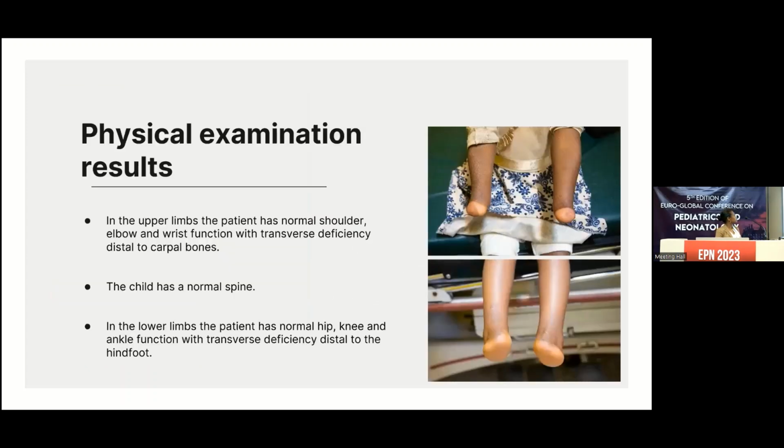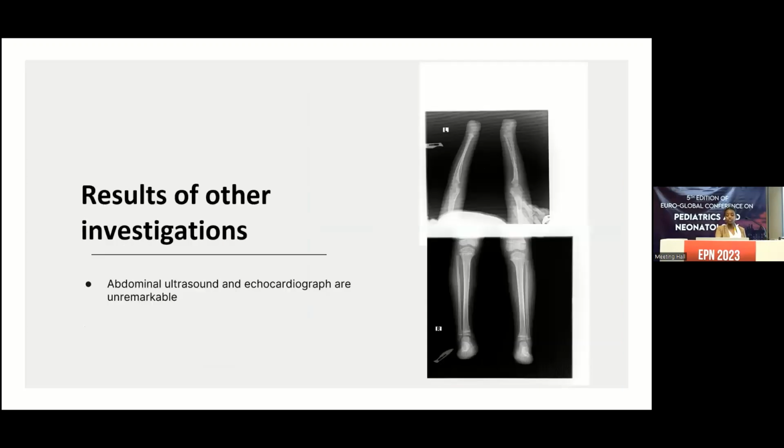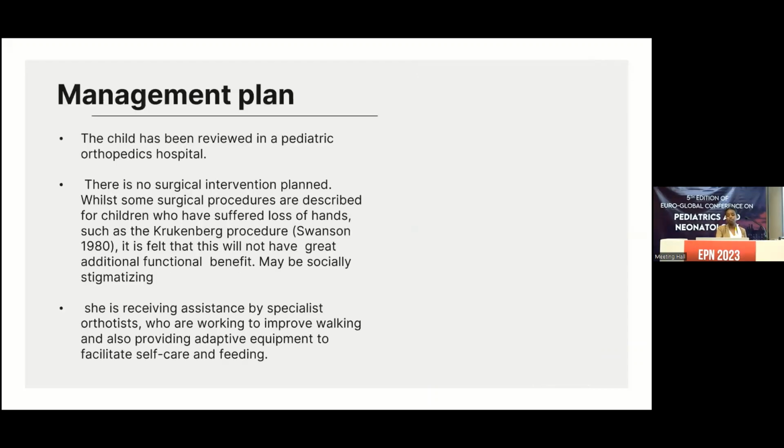On physical examination of the upper limbs, the patient has normal shoulder, elbow, and wrist function with transverse deficiency distal to the carpal bone. She also has a normal spine, and in the lower limbs, the patient has normal hip, knee, and ankle function with transverse deficiency distal to the hind foot. And this is the X-ray; the abdomen and the echocardiography are normal.